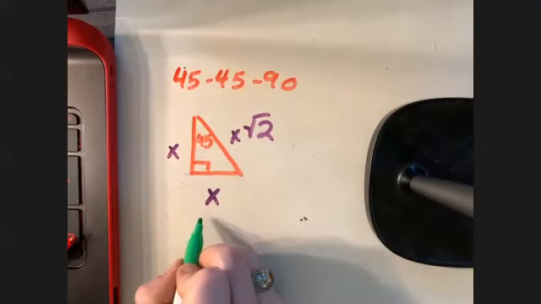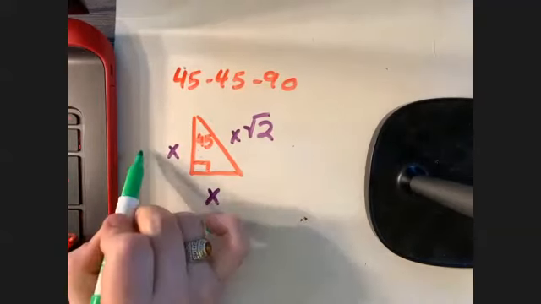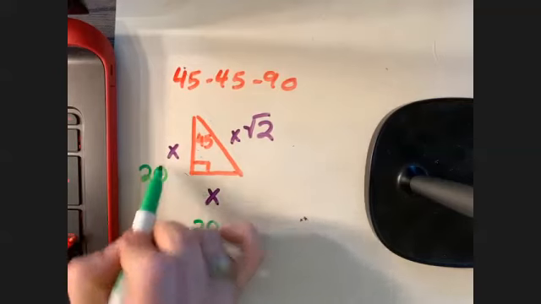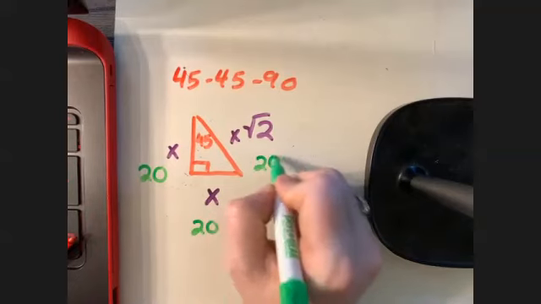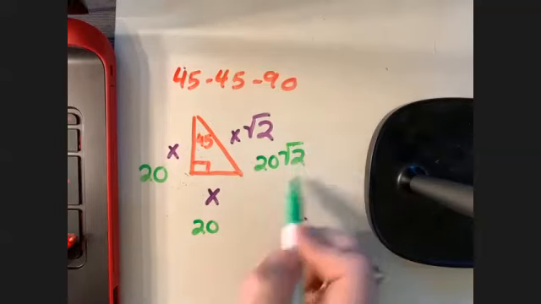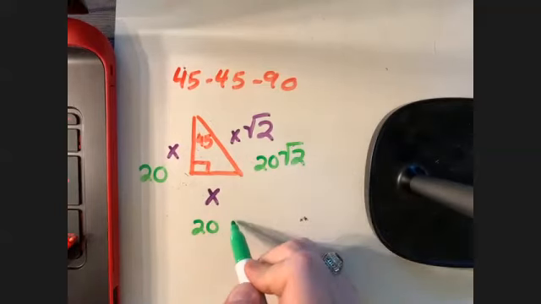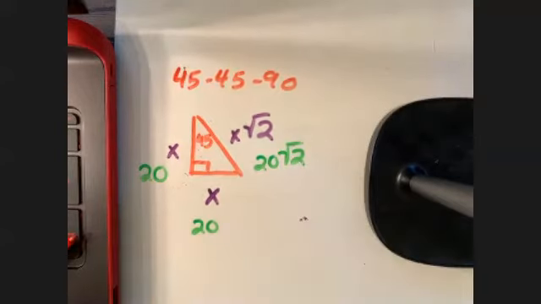So again, let's pretend that they had given me a 20 here. If I go over to here, because they're the same, this is also going to be 20. If I move up this way, that is going to be 20 square roots of 2. Okay. So now then, if they'd given me the 20 square roots of 2, again, I would have divided down by that square root of 2 and gotten the 20, and then mirror matched it on the other side.